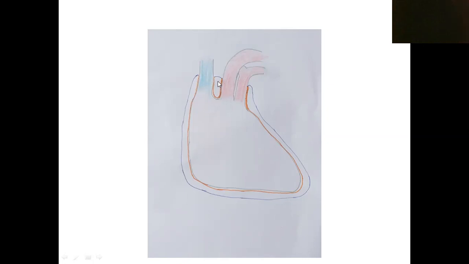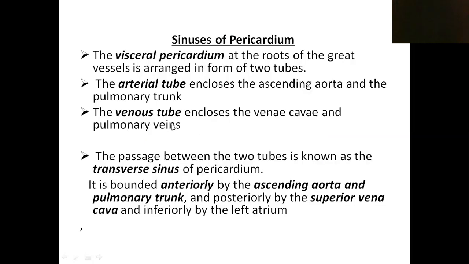Between these two tubes, there is a gap. This is the arterial tube and this one is the venous tube. Between these two tubes, there is a gap. Now the cursor is on that gap. This gap is known as the transverse sinus. Okay, now we have to check. The visceral layer at the root of the great vessels is arranged in the form of two tubes. What are they? The arterial tube, which encloses the ascending aorta and the pulmonary trunk, correct. And the venous tube encloses the vena cava and the pulmonary veins. So the passage between the two tubes is known as what? Transverse sinus of the pericardium.